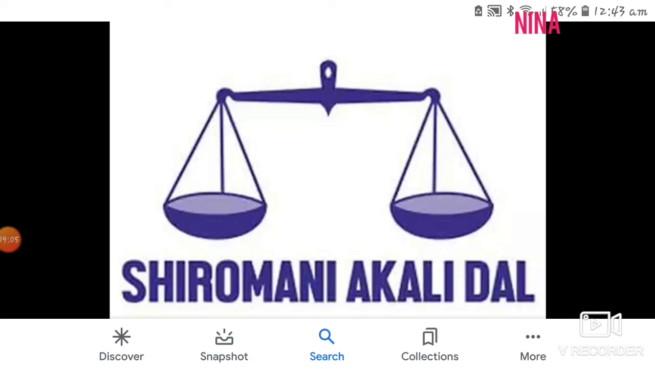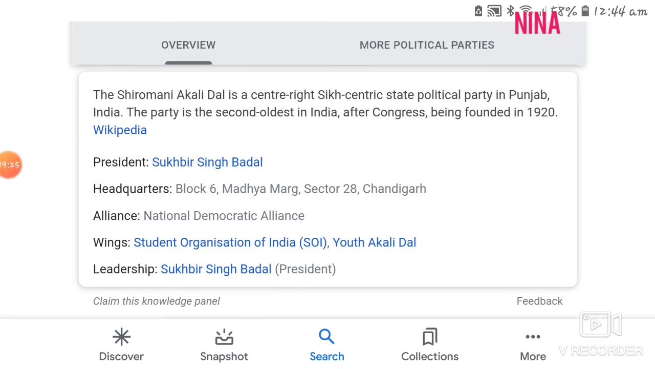Now children, the second one is Shiromani Akali Dal, which was founded in 1920 in Punjab, and its objective is to nurture religious and regional pride. It remained in power for many years in Punjab. Now see children, the president is Sukhbir Singh Badal. The headquarters is Block 6 Madhyam Marg, Sector 28, Chandigarh. Their alliances are the National Democratic Alliance and the wing Students Organization of India, SOI, and Youth Akali Dal. And the leadership is in the hands of the president Sukhbir Singh Badal.